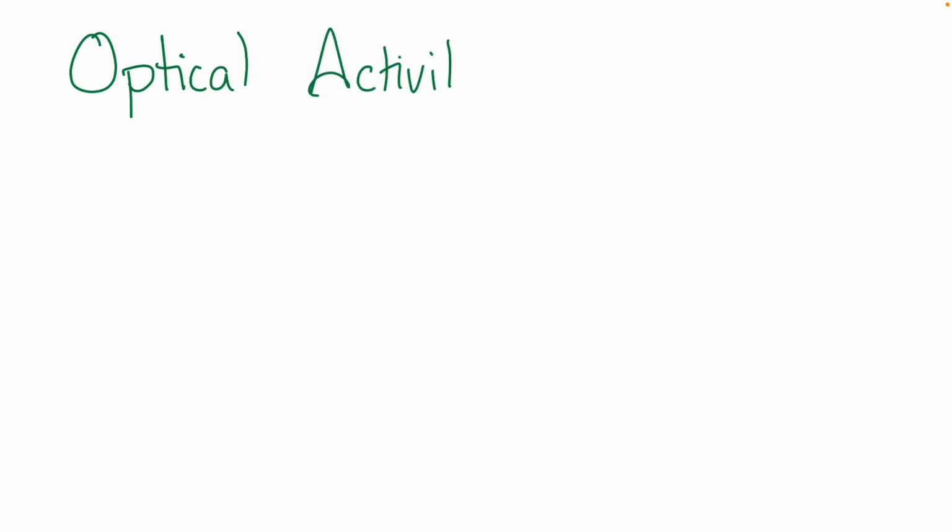All right, we got one more thing to close this off, and that is a discussion of what's called optical activity. All right, so the basis here, this is now talking about experimentation. Chiral stereoisomers are really hard to tell apart.